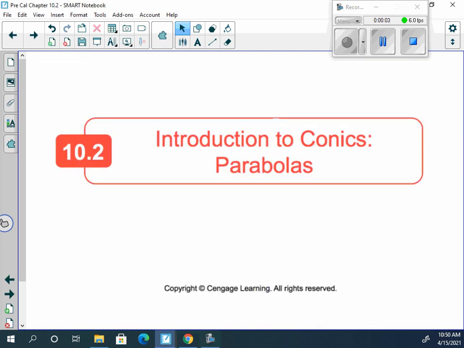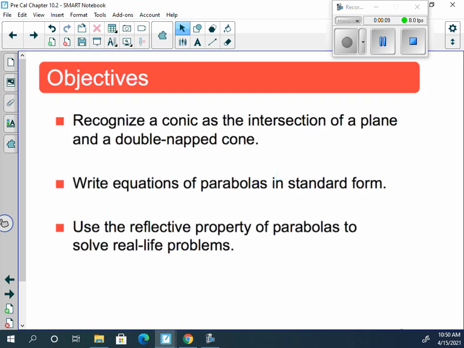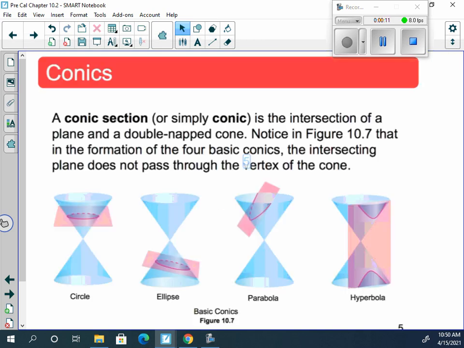So what we're talking about today is the introduction to conic sections, but mainly parabolas. There are many different types of conic sections that we can have: circles, ellipses, parabolas, and hyperbolas. A conic section, or simply conic, is the intersection of a plane and a double-napped cone. So essentially, two cones put together at the tips.